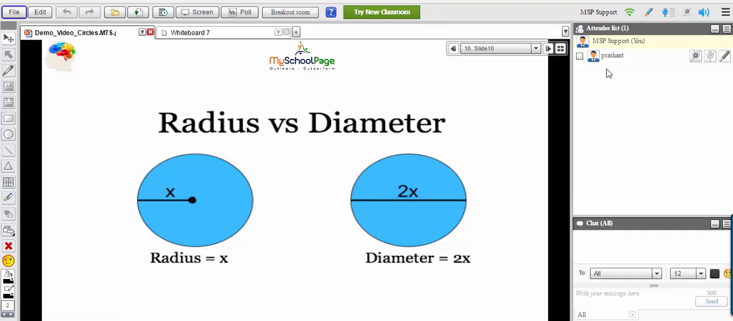Now we have to study what the relationship is between radius and diameter. So radius is the distance from the center to any point on the circle. So let me assume this distance is x. So the diameter is twice of x, why is it? Because this is x, and this is x. So x plus x is 2x. So we can say the diameter is twice the distance of the radius.